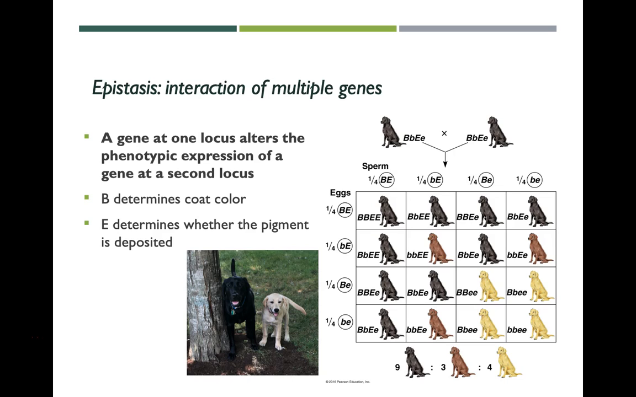So pleiotropy is where we have one gene that has multiple phenotypic effects. The opposite of that is epistasis, where you have multiple genes affecting one phenotype. So in epistasis, a gene at one location affects whether or not a second gene is expressed. A perfect example of this is coat color in Labrador retrievers.